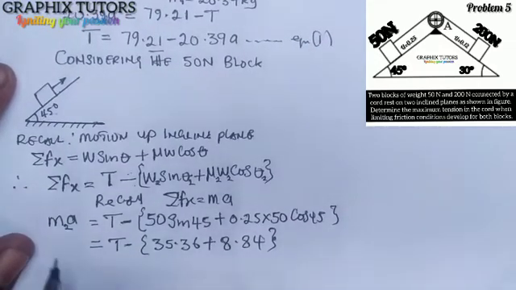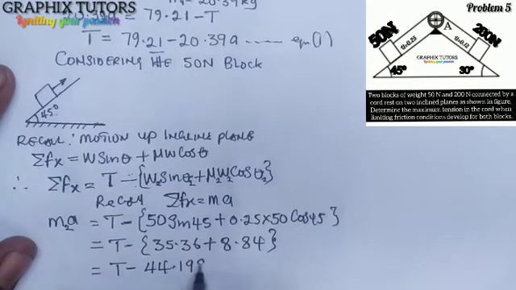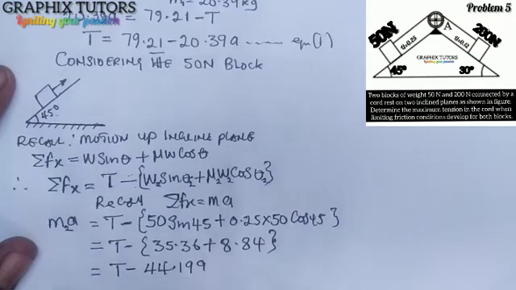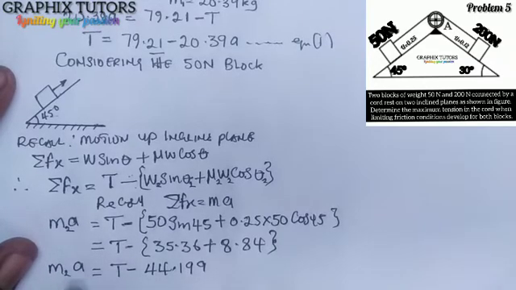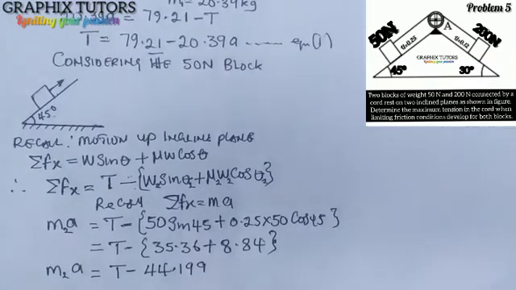At this case here, this is still giving us T minus 8.84 plus 35.36, that will give you 44.199. So we have 44.199, right? So this is what we have here, and this is my M2. M2A is equal to this, right? So we'll move forward to our next guy here.